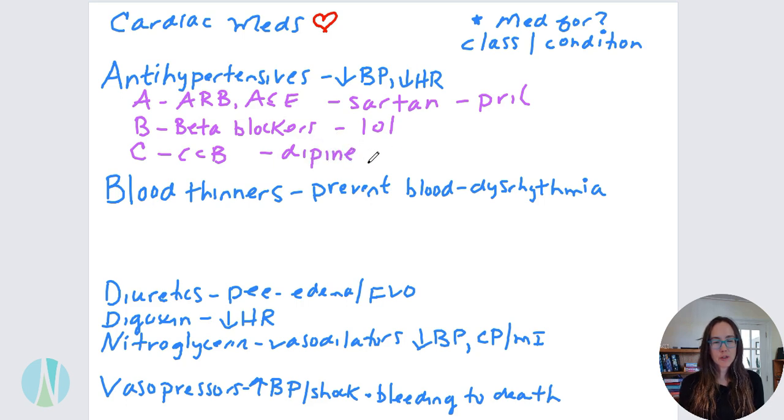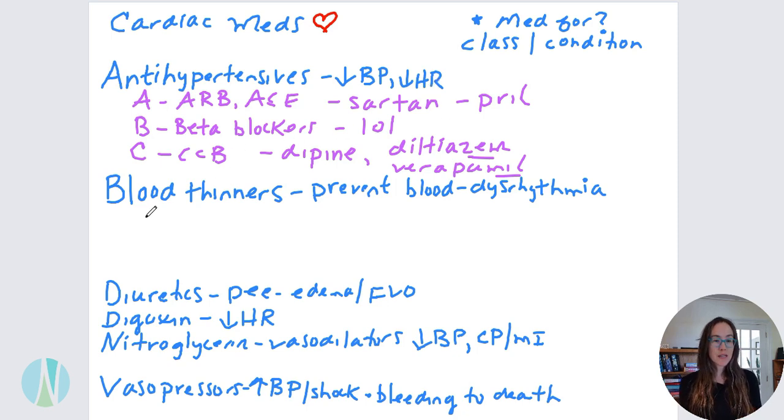Now there's a couple of random calcium channel blockers. There's diltiazem, and there is verapamil. So zem and mil. They don't all end in zem or mil, but it's just the ending of those two random calcium channel blockers. All right, so all those decrease the blood pressure and the heart rate.